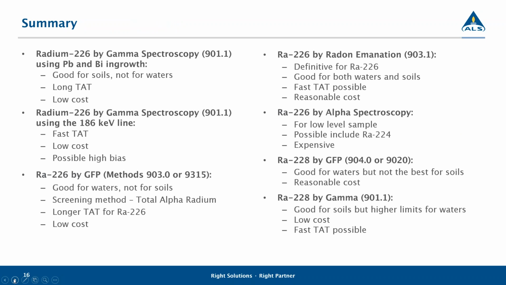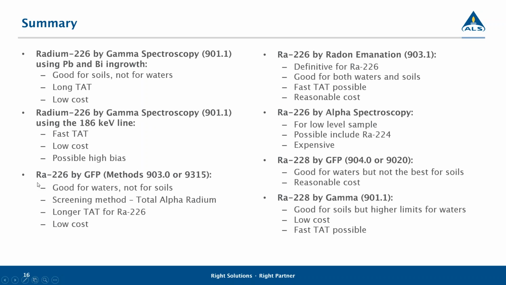So a quick summary of the different methods we talked about here. We've got, again, your radium-226 by gamma, really good for soils. It's going to have a long turnaround time if you need to have the full ingrowth on it. It's fairly low cost. Your radium-226 by direct emission, you can do a fast turnaround time. Again, it's a low cost, but you have to remember that there's a possible high bias when you're running it this way.